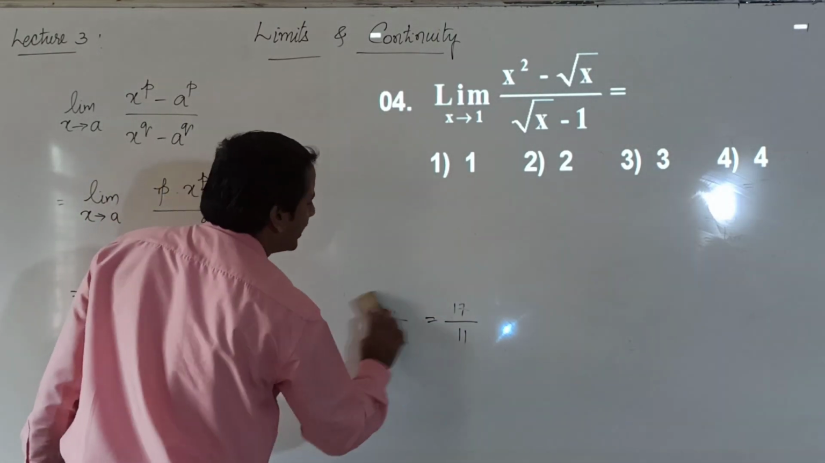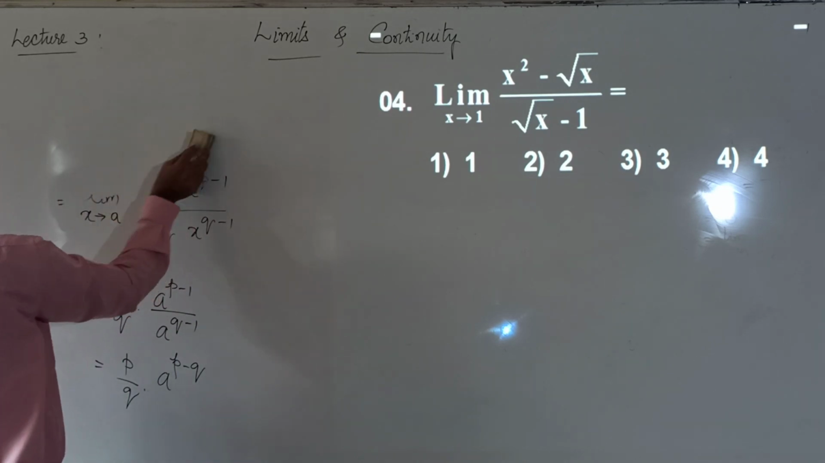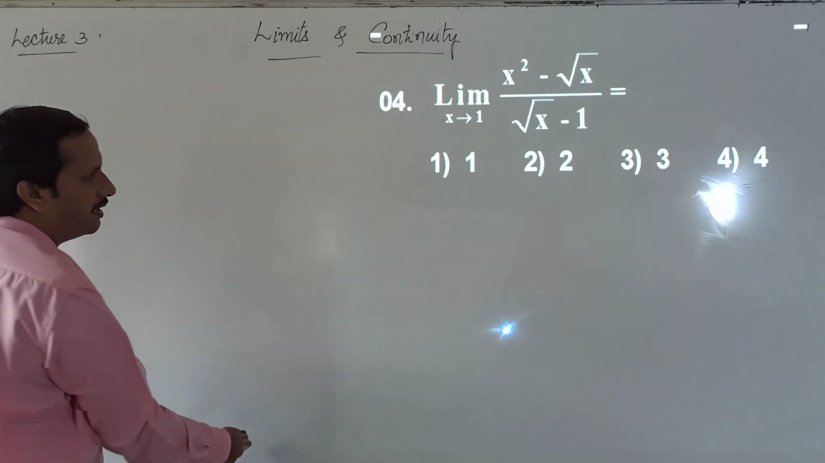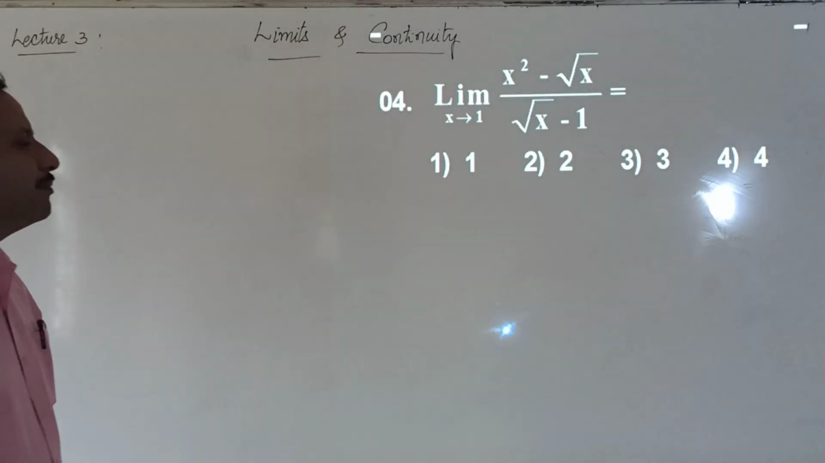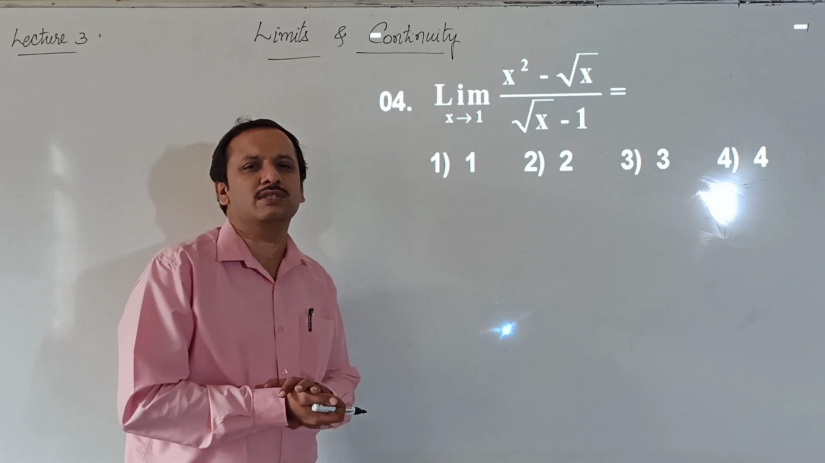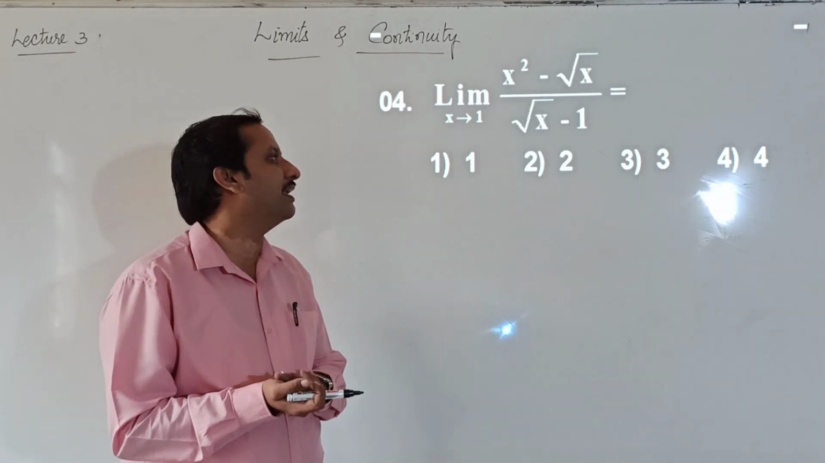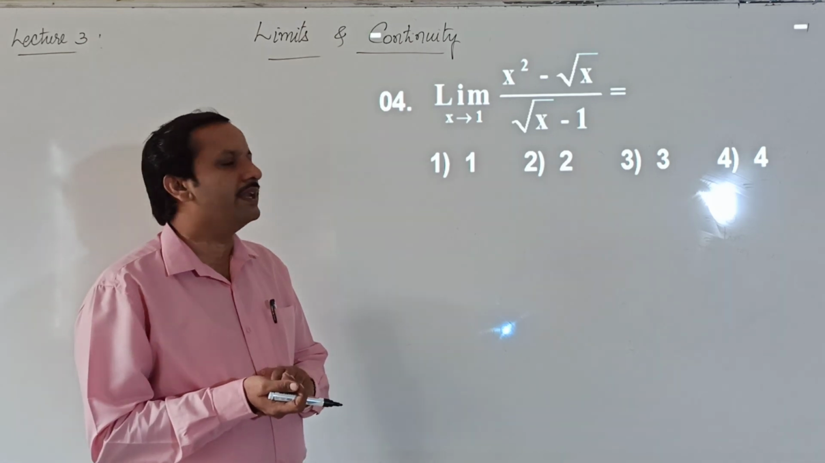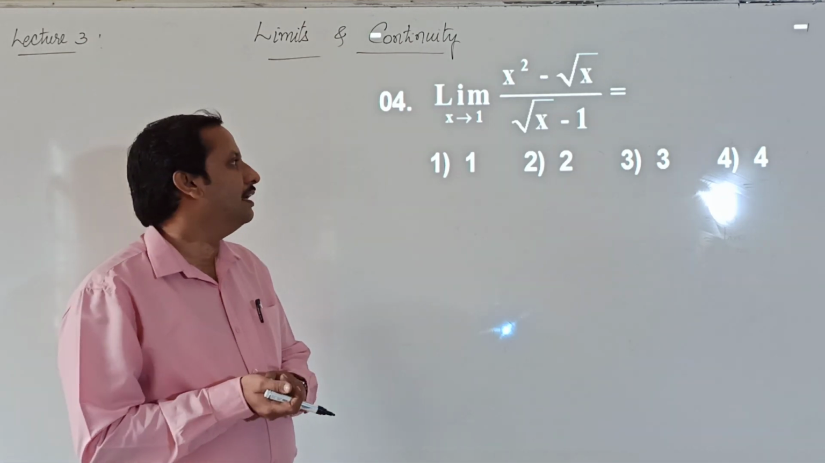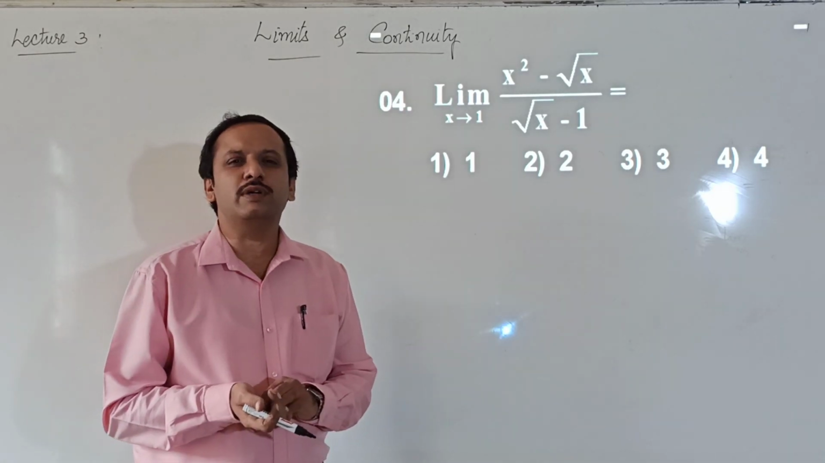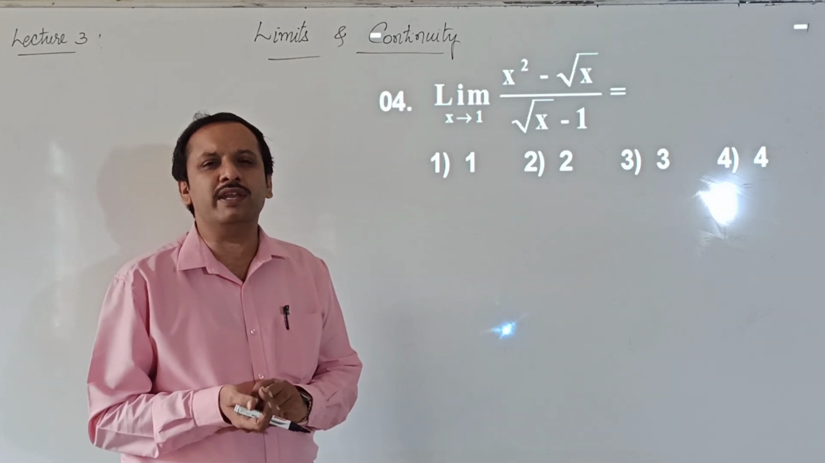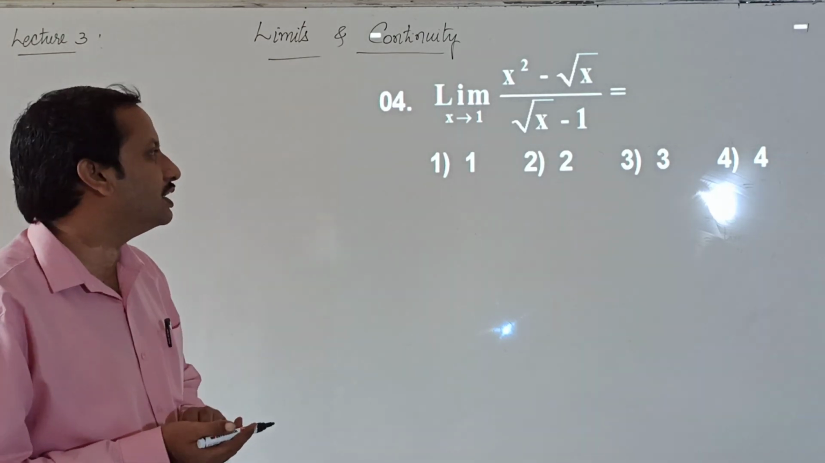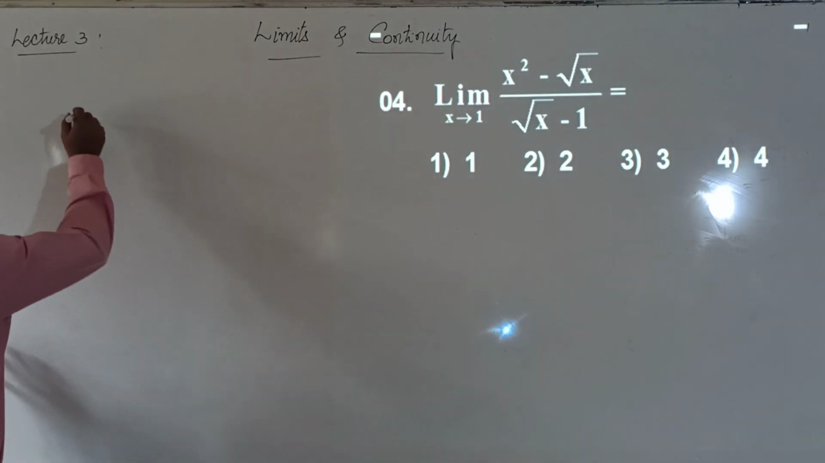Let's have a look at question number 4. Limit x tends to 1, (x^2 - root x) divided by (root x - 1) is equal to? Here if I directly apply the limit, the first term is x square, so that will give you 1 square, which is 1, minus root of 1. Root of 1 is also equal to 1. 1 minus 1, 0. Numerator is 0. Look at the denominator, root x minus 1. When I put x as 1, root 1 we get, which is 1. 1 minus 1, that is also 0. 0 by 0, an indeterminate form.